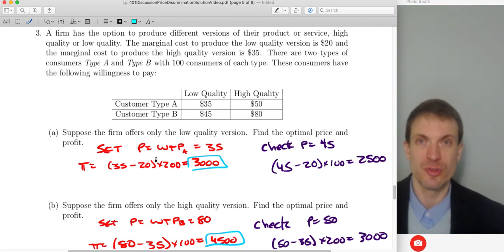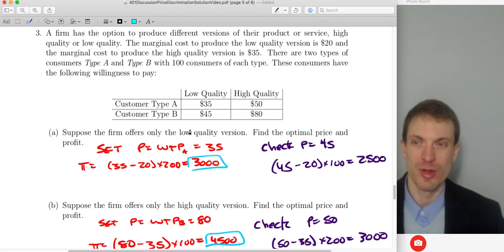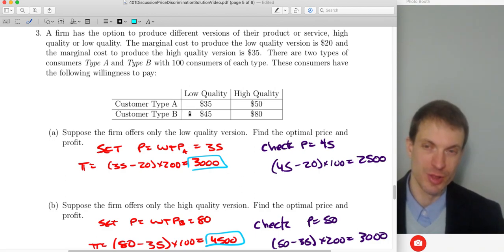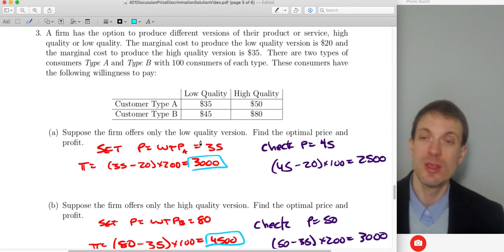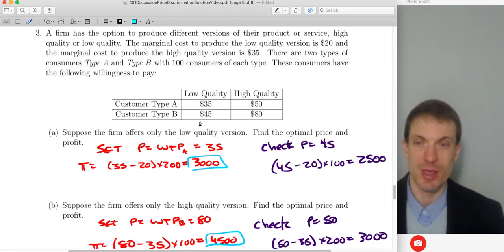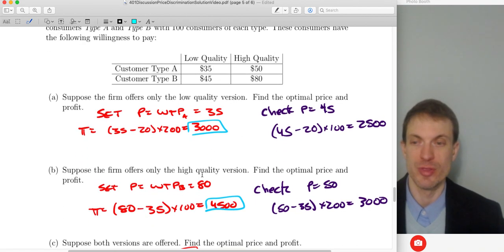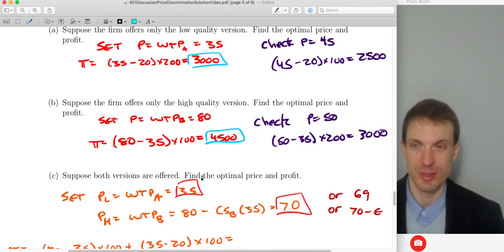With second degree price discrimination, there's two problems. One is if you set the price too high for the low quality, you'll lose your low willingness to pay consumers. If you set the price too high for high quality, your high willingness to pay consumers will just buy low quality. So we always want to avoid that, and that's going to be relevant for Part C especially.